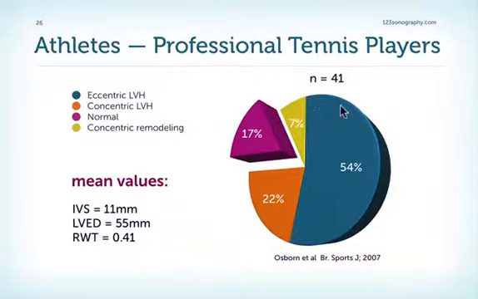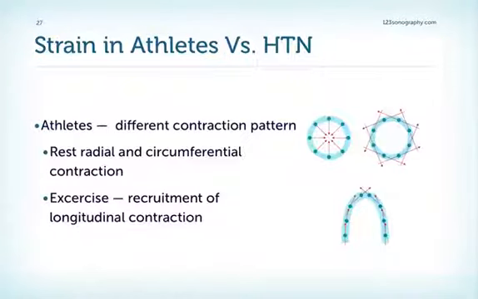This is an interesting study which was performed in professional tennis players. It shows you first of all the occurrence of LVH and also the different forms of LVH. The cutoff values are shown here. You can see that only 17% had a normal myocardial thickening in professional tennis players, and most of the forms were so-called eccentric LVH forms, as opposed to 22% who had concentric and 7% who had concentric remodeling. I just want to briefly mention that athletes seem to have a different contractile pattern as opposed to hypertensives.